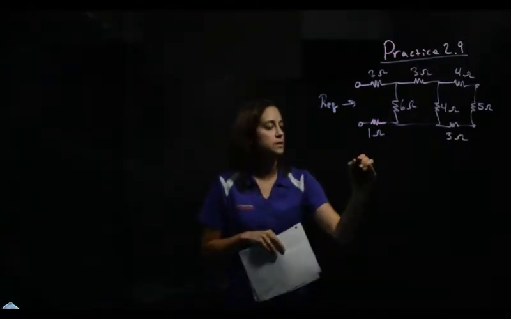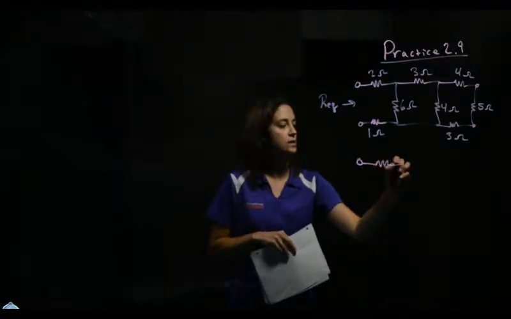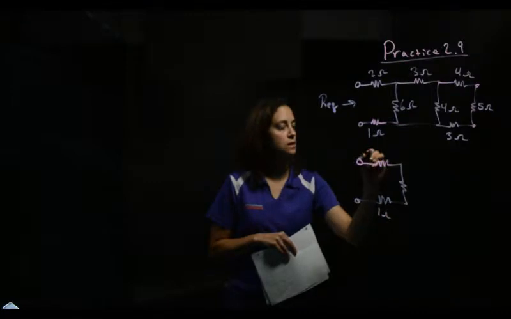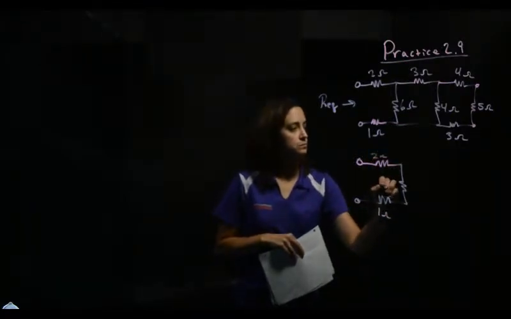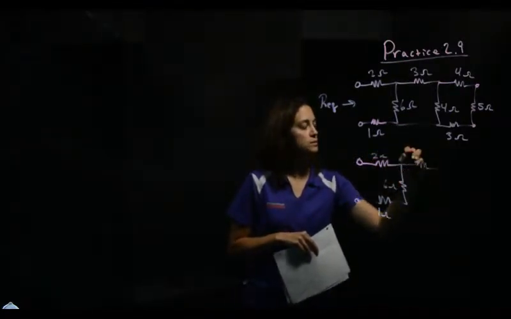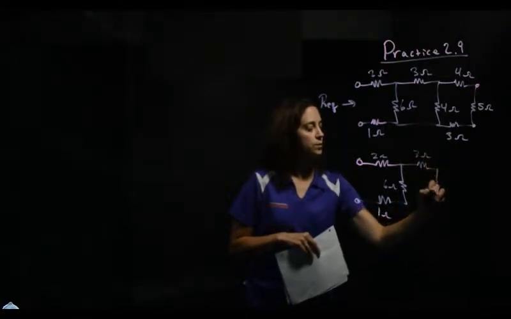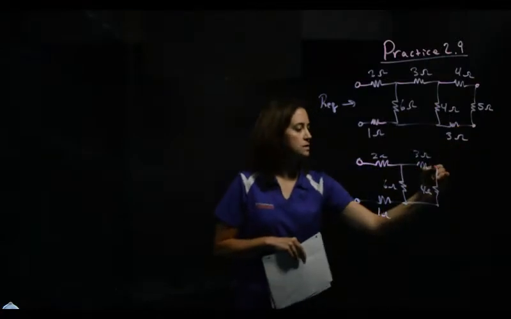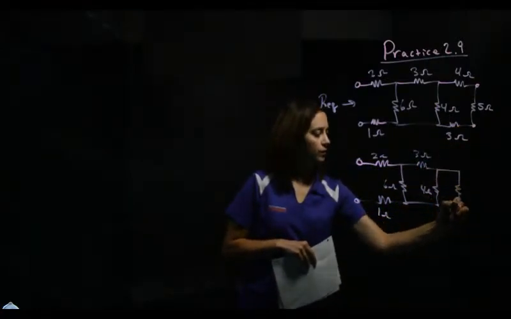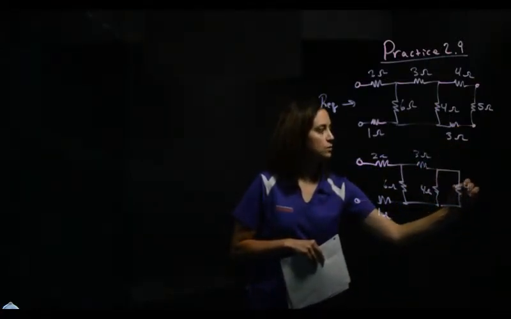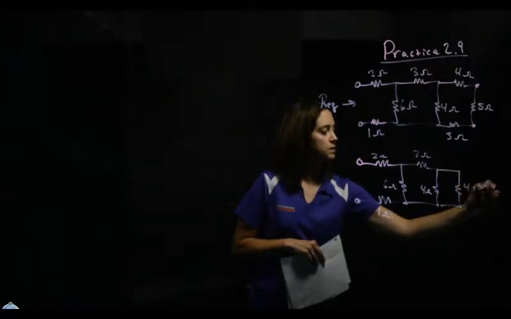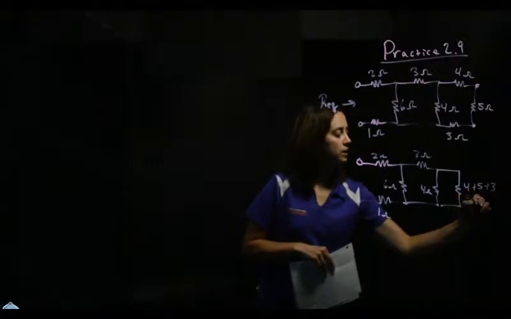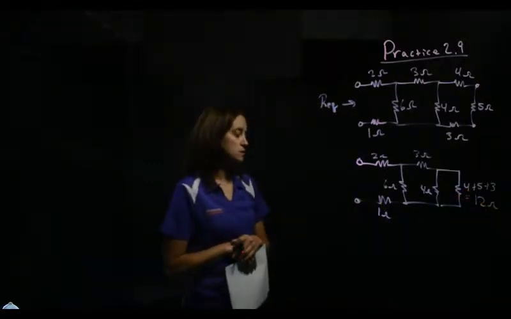So I can redraw this. I'm going to keep every resistor down here the same, not doing anything to these. Not touching my 3 or my 4. But I'm going to put all of these in series. So this resistor is now 4 plus 5 plus 3. Resistors in series, we just add them up, for 12 ohms. So now I can do the next step.